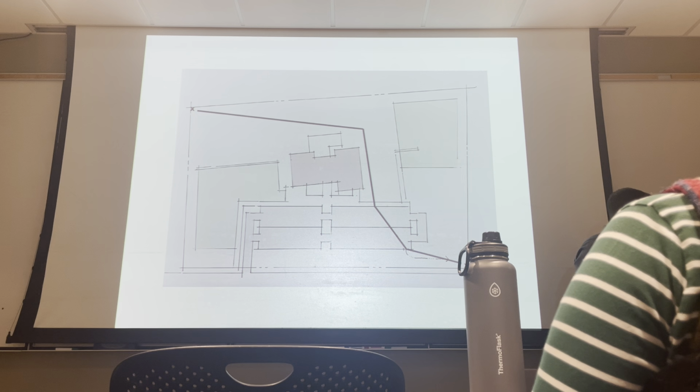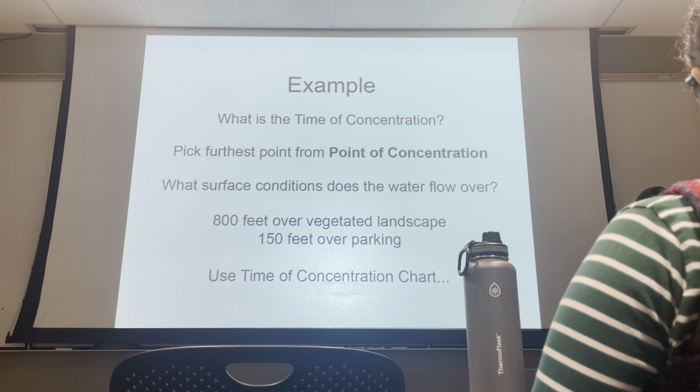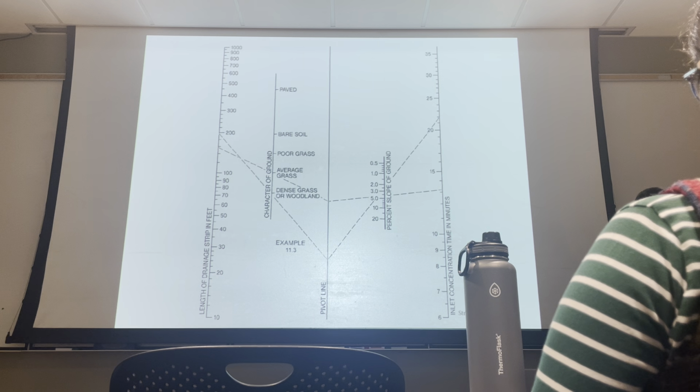So what does it go across? This little pathway goes across 3 different surfaces. What surfaces does it cross? It crosses over 800 feet of landscape and over 150 feet of parking. So let's look at this chart. I said 800 feet of parking area. So, I'm sorry, landscape.